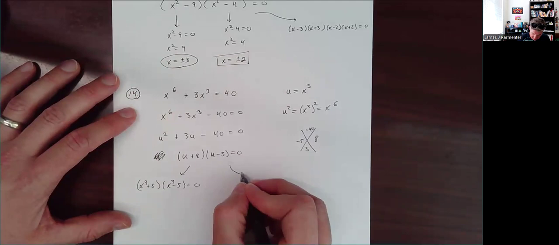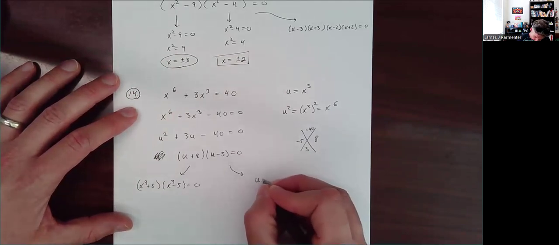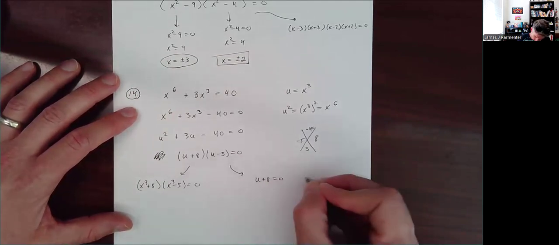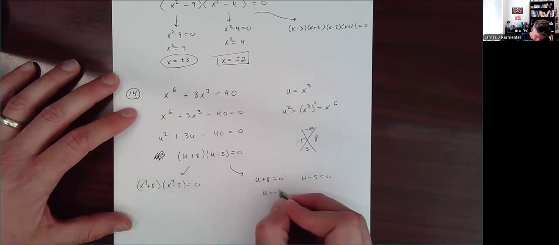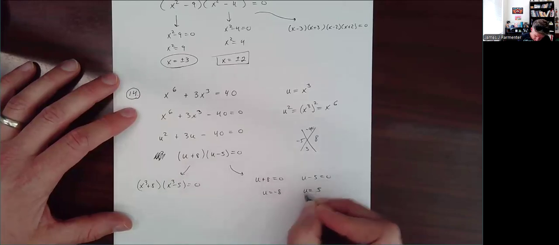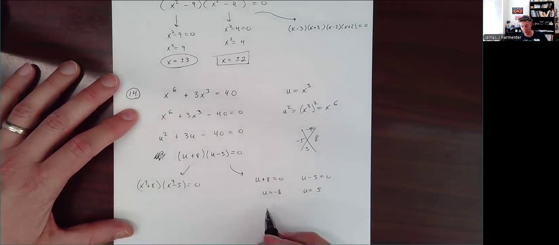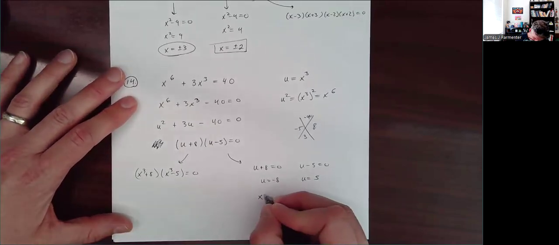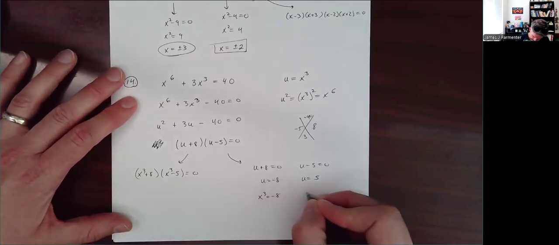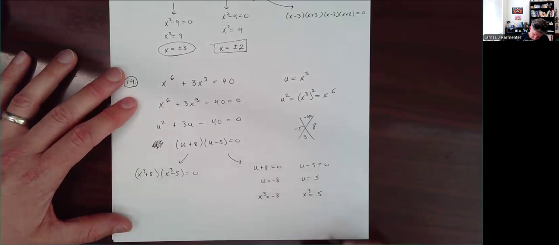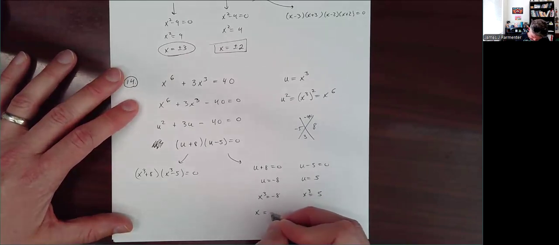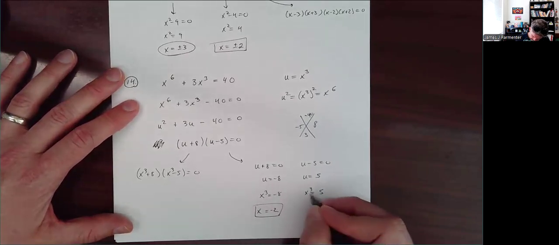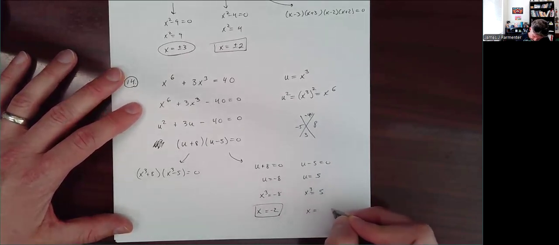Or you can just solve each thing and say, well, u plus 8 equals 0, u minus 5 equals 0. In this case, you get u equals -8, u equals positive 5. But then you have to replace u with what it's equal to. So then we have x cubed equal to -8 and x cubed equal to +5. x is the cube root of -8, which is -2. x is the cube root of 5, which is just the cube root of 5.